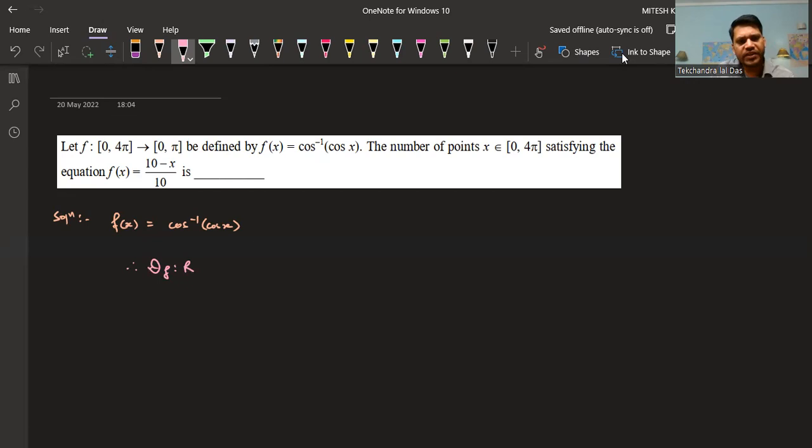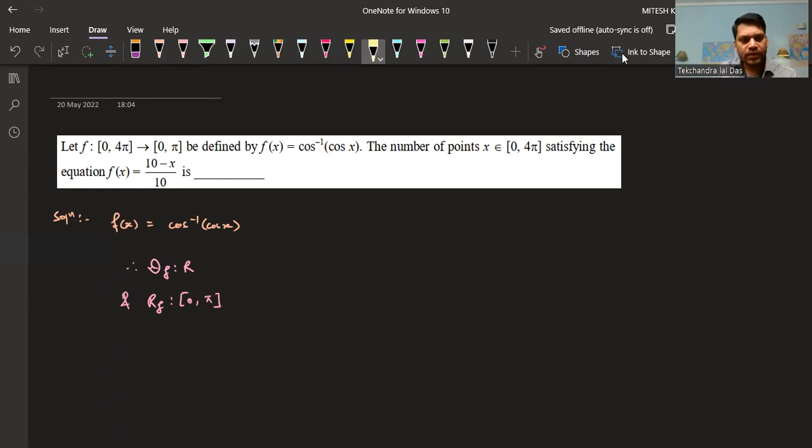Now what is the range of this function? For x belongs to real numbers, cos x belongs to [-1, 1], and clearly for [-1, 1], cos inverse gives [0, π]. That is the range of cos inverse in its domain. So clearly the range of the function is [0, π]. Clear?